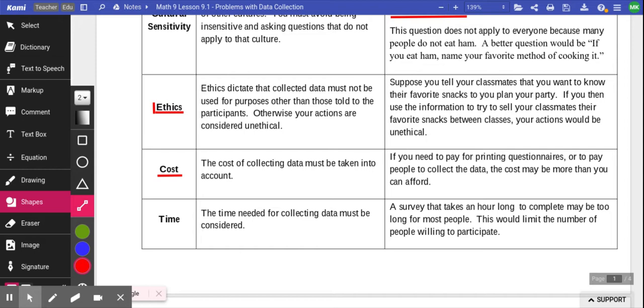Time, how long it takes to collect data. So if I wanted to do a survey and I only gave you 1 hour to complete the survey, that might be not nearly enough time for everyone to come and do that survey. For instance, right now we're doing online tests, right? So I'm collecting data. I'm collecting how you're doing on your units.